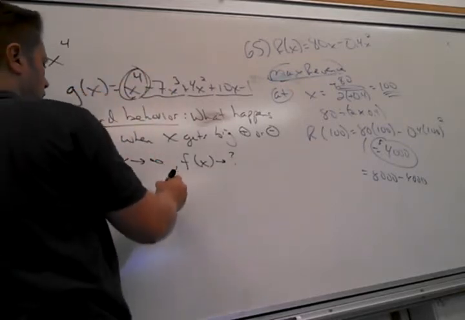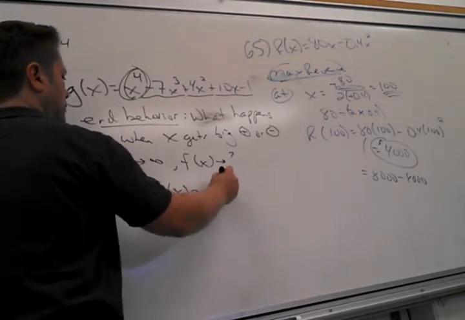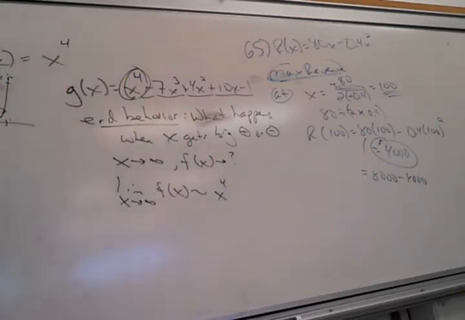So in this case, the limit as x goes to infinity of f of x goes to infinity like x to the fourth, because that's the highest degree. And of course, the actual limit would be infinity. There is no limit, but what's more important to us is the shape it takes.